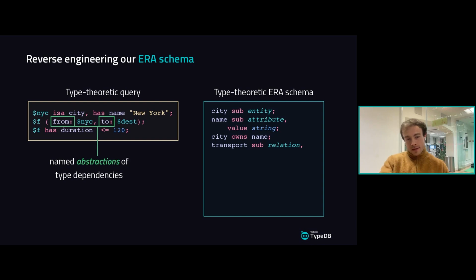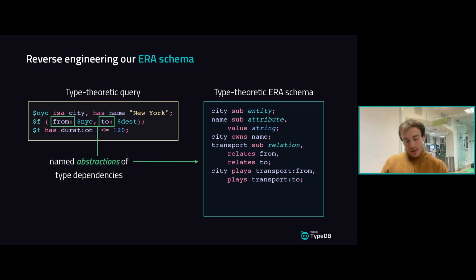In a way, they abstract these type dependencies in that we specify that transport relates its from role and its to role. But in order for, for instance, a city like NYC to be able to play the role of having transport from it or having transport to it, we then need to specify that city can play this role explicitly. So this is semantic context that we provide. We say city plays transport from and it plays transport to. And this is the context that you would need in order to run a query like this validly.